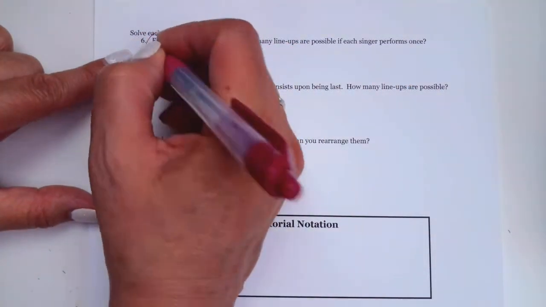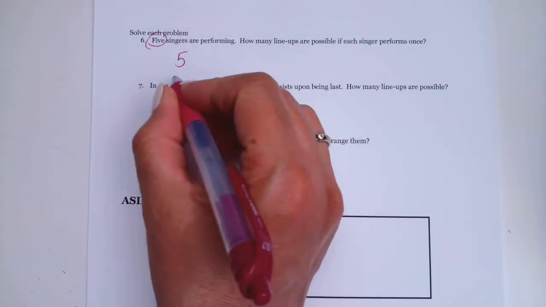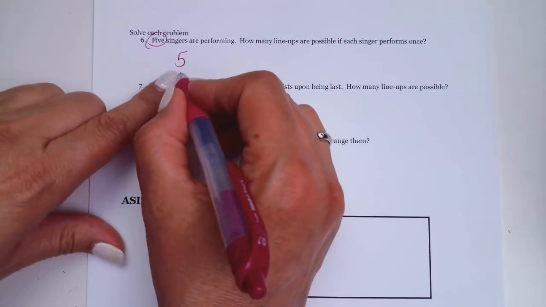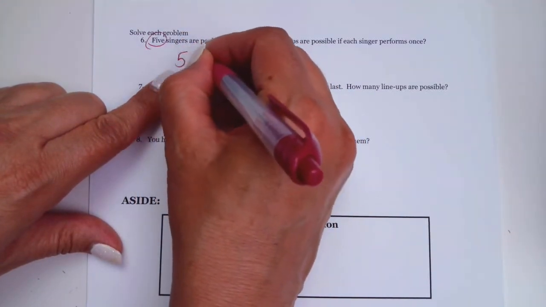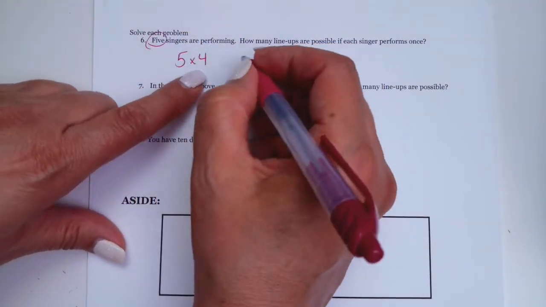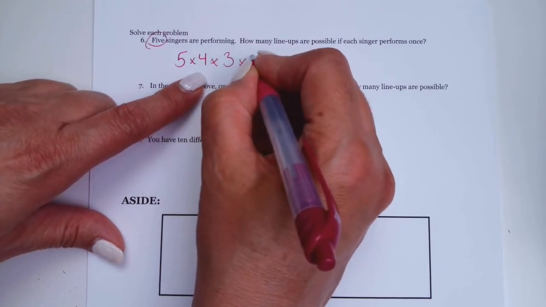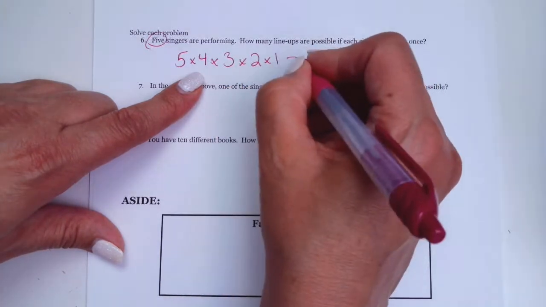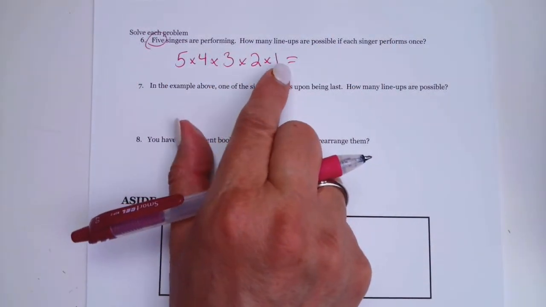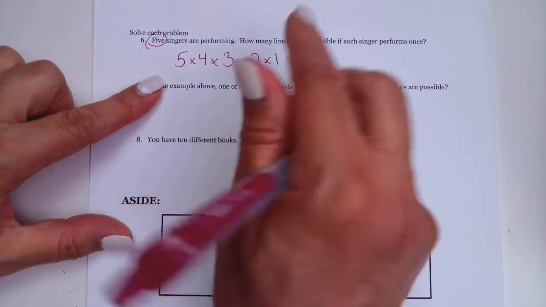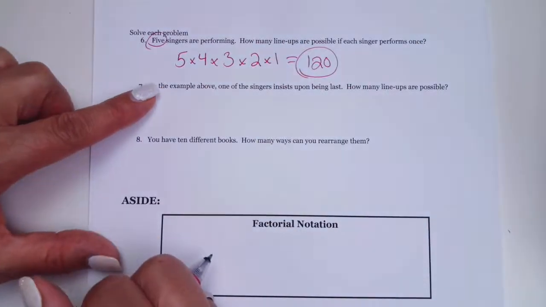So we start with 5 singers. That is what we start with. So after we pick the first one, we only have 4 left. After we pick the first 2, we only have 3 left. And then we only have 2, and then we only have 1. So we are multiplying these by each other. And when we multiply, we get 120.